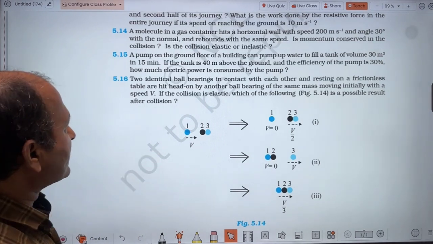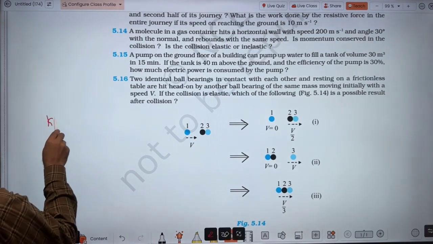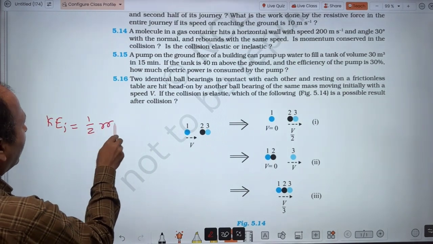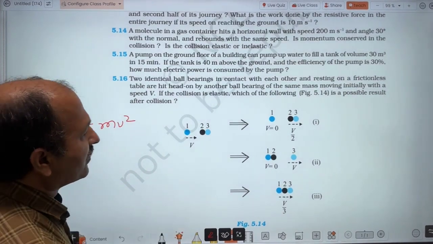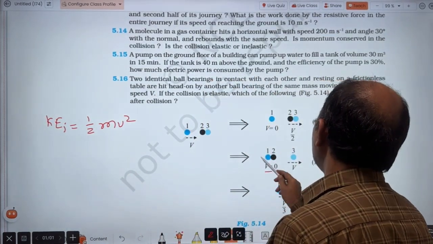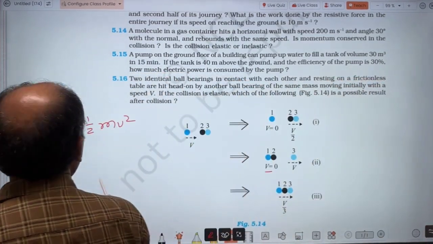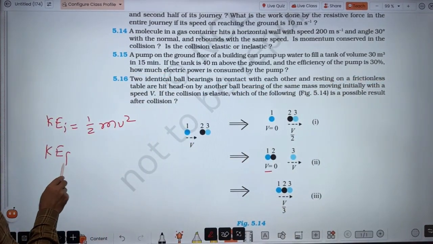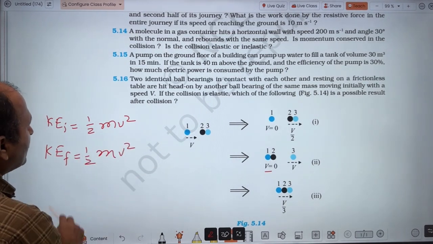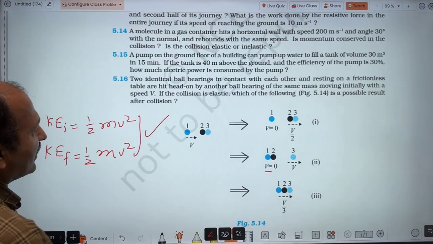Now let's take the second case. Here initially, the kinetic energy initial value will remain the same as in the previous case, 1 by 2 mv square. Now after collision, what is happening? First and second body stop, and the third body starts moving with the same velocity. So in this case, the final kinetic energy will be 1 by 2, single body is moving, so mv square. So here kinetic energy initial and kinetic energy final are equal. It means this is an elastic collision.